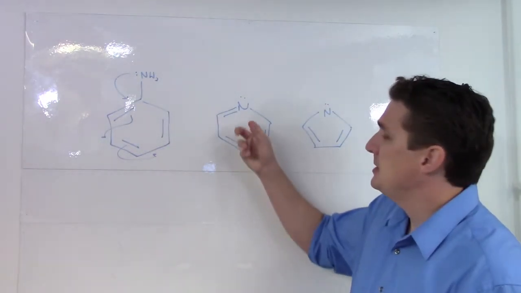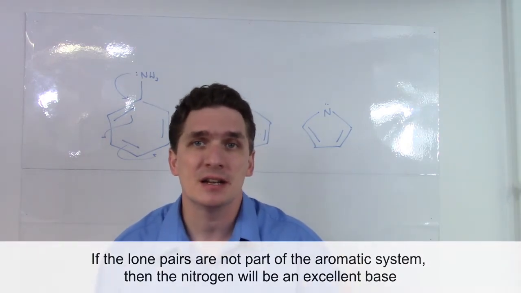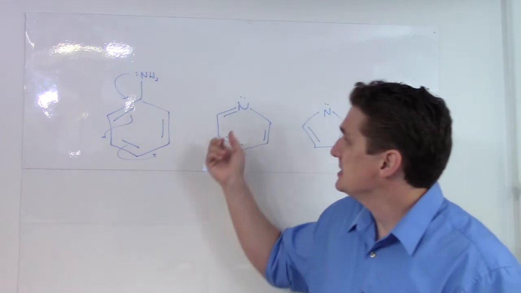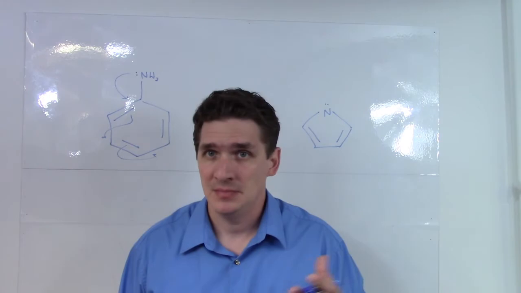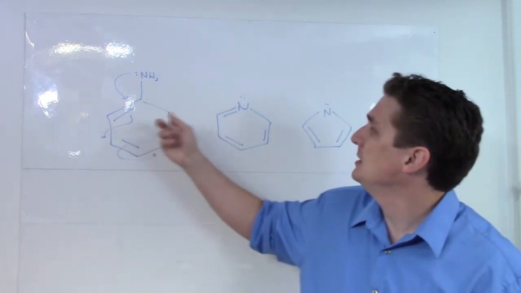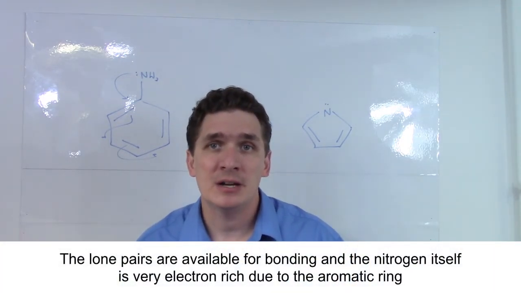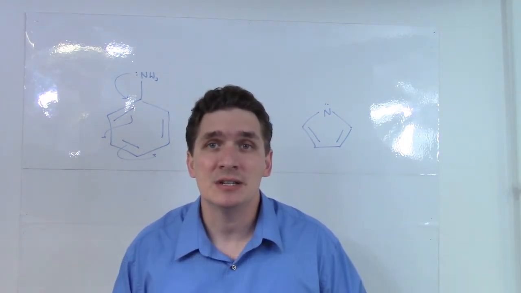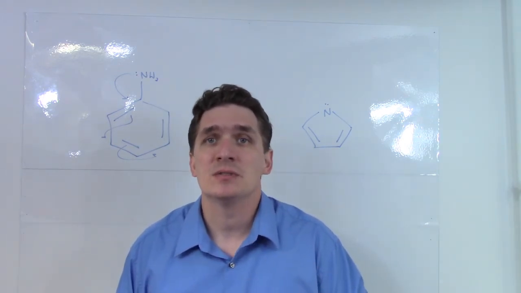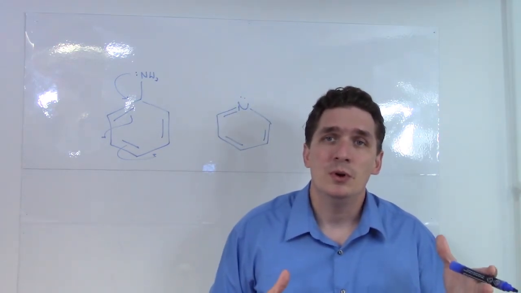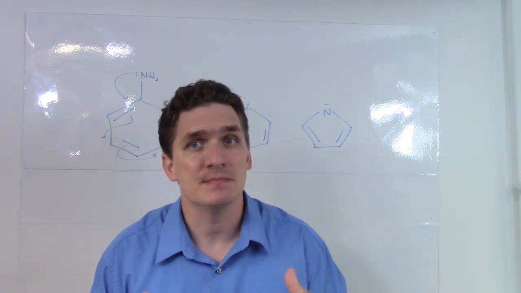But if we have something like pyridine here, where the lone pairs are not participating in the aromatic system, in this case, this is an exceptionally good base. And the reason it's a good base is that, one, the lone pairs are actually available for bonding, unlike in here where they're participating in the resonance and the aromaticity. The second is that being part of an aromatic ring means it's surrounded by electron density. This is a very electron-rich lone pair. And because of this, it's going to serve as a very good base. So with this framework, let's start talking now about how you name amines, or at least name simple amines.